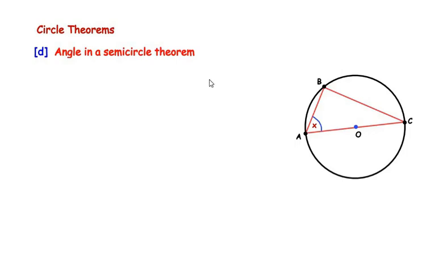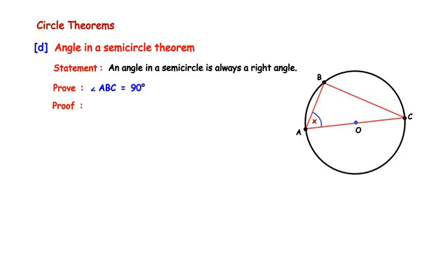In this video we are going to learn and understand the fourth theorem, that is the angle in a semicircle theorem, its proof and some exam style questions. So let us start with the statement now. The theorem states that an angle in a semicircle is always a right angle.